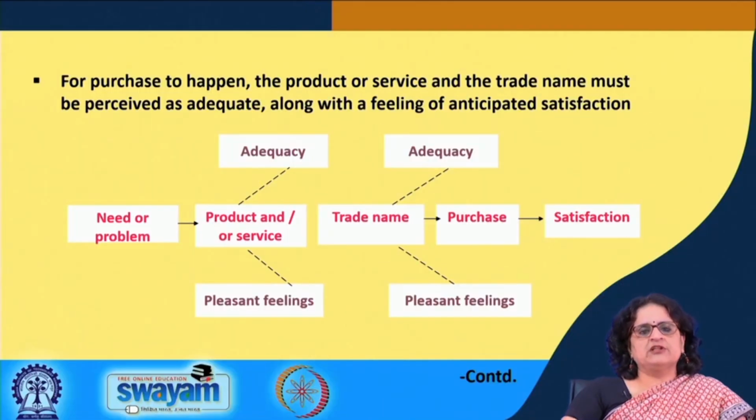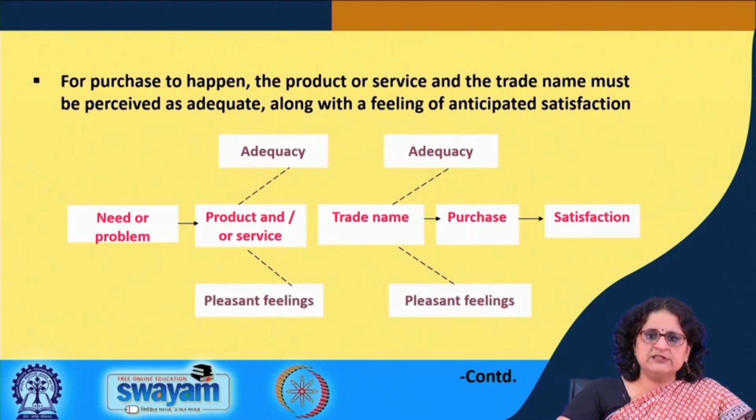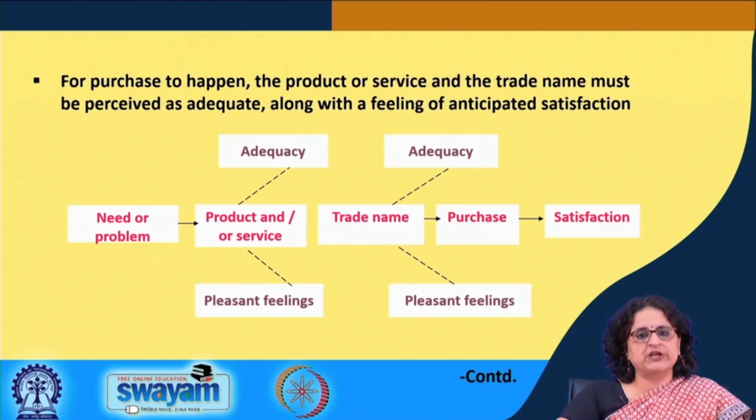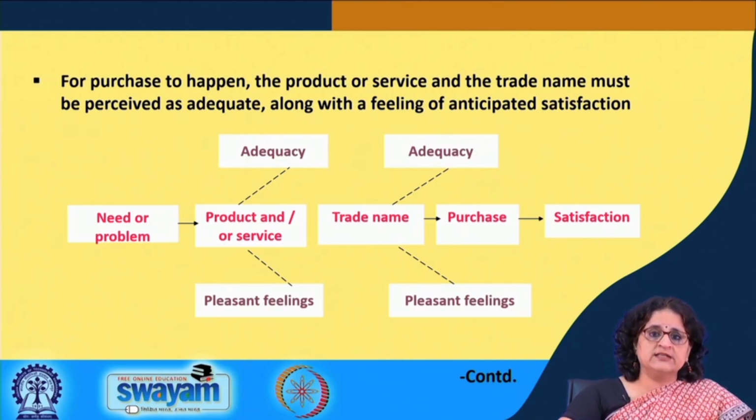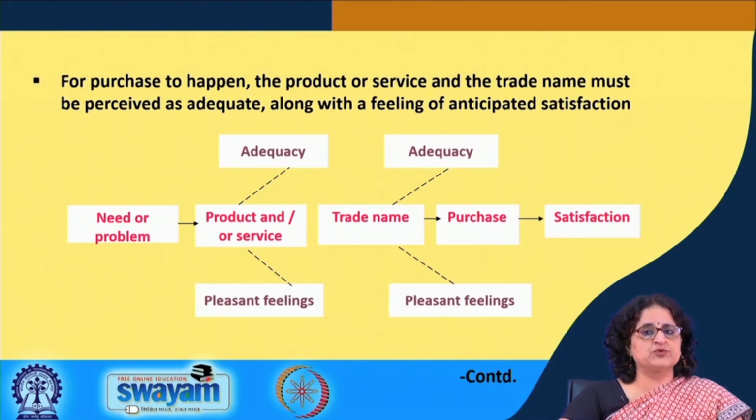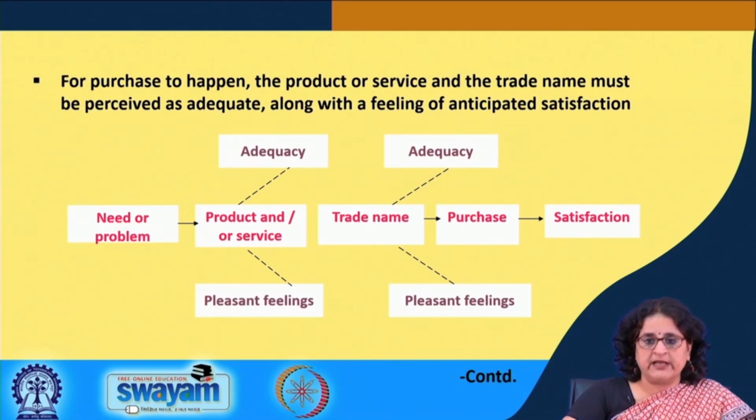So, what happens in the buyer's mind is that he has a need or a problem, he looks for a solution, the solution of which would be a purchase, and the purchase should lead to satisfaction, so that it is an ongoing long term relationship between the buyer and the seller. However, a purchase will only happen when the prospect feels that the product or service which he intends buying, and the trade name or the brand which he intends to buy, is something which is adequate, as well as something which will evoke pleasant feelings in his mind.